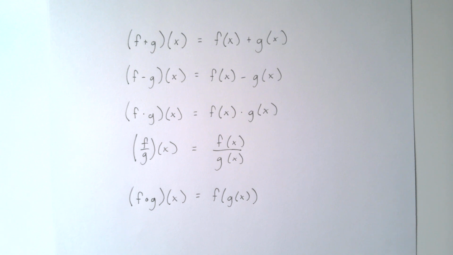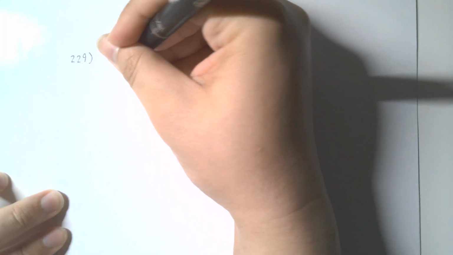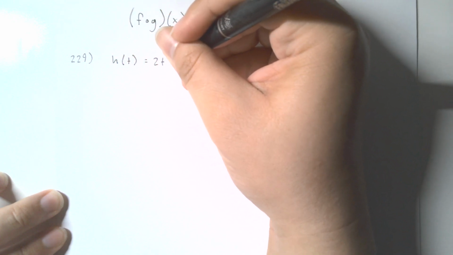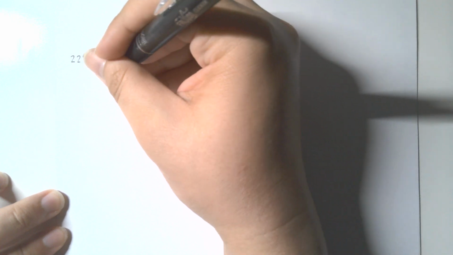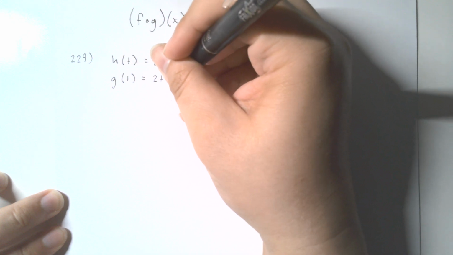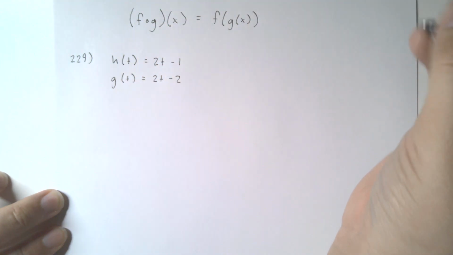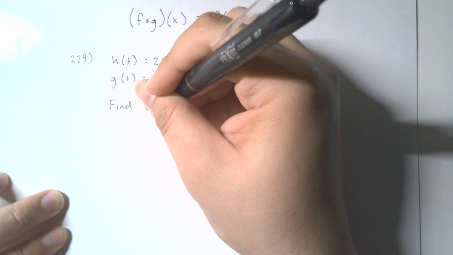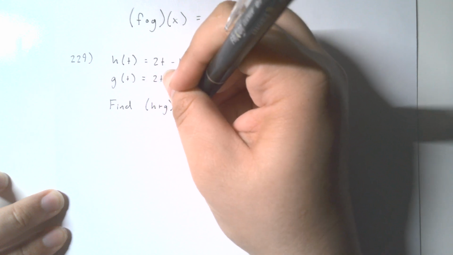Anyways, let's get started with number 229. So for number 229, we're going to find h of t. We have 2t minus 1, and we're given that g of t is equal to 2t minus 2. And now we want to find h plus g of t.